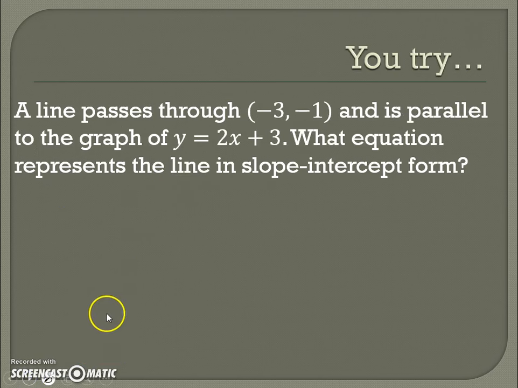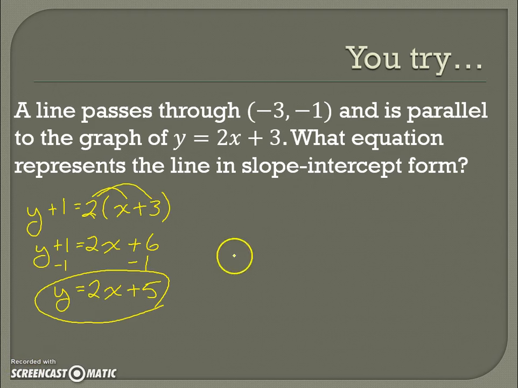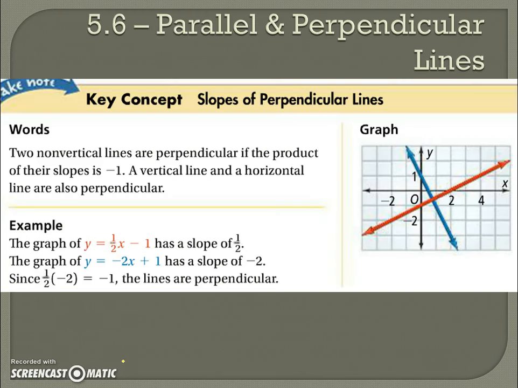Here is one for you to try. Go ahead and pause, and the answer will be up in 3, 2, 1. All right, there it is. So again, you're using point-slope form, using the point and the slope, and you're writing it in slope-intercept form from there. All right, so perpendicular lines.